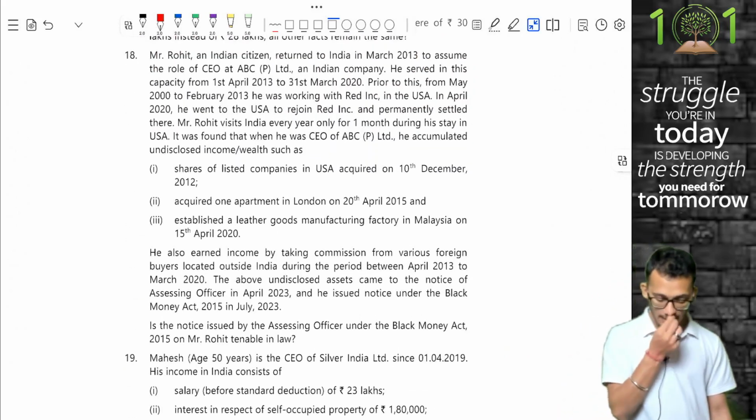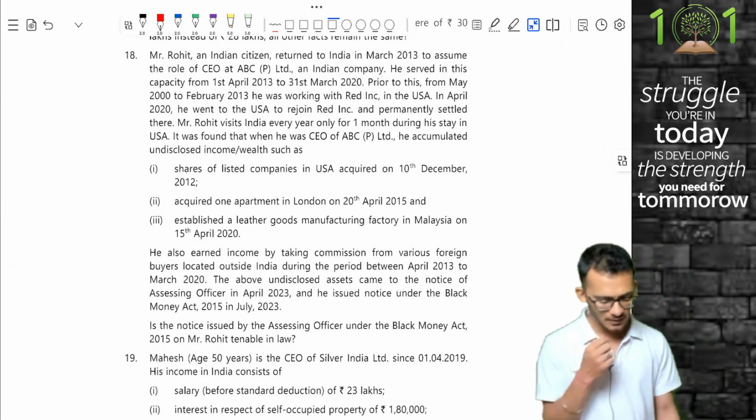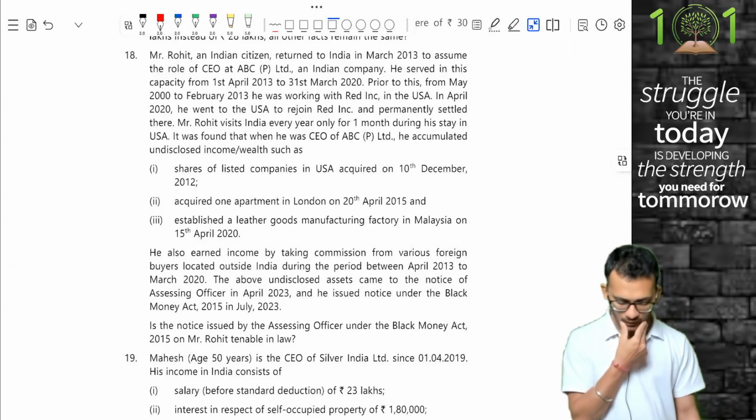Mr. Rohit is an Indian citizen who returned to India to assume the role of CEO, and served in that capacity from 1st April to 31st March. Prior to this, he was working in Reading, USA. Looks like a DTAA question. Let's check.